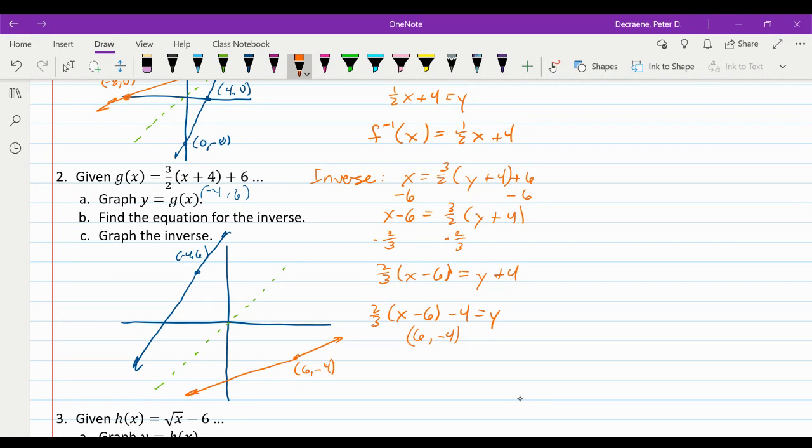And again, if we want to be really picky about the notation, we would say g inverse of x equals 2/3 times (x minus 6) minus 4. You could, of course, still simplify and put it into slope-intercept form or mx plus b form, but that's fine right there.